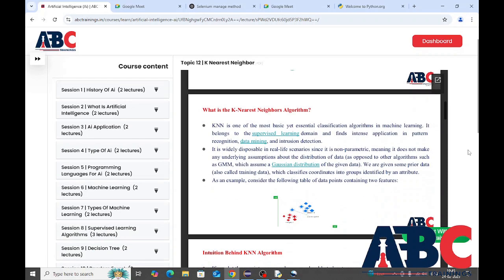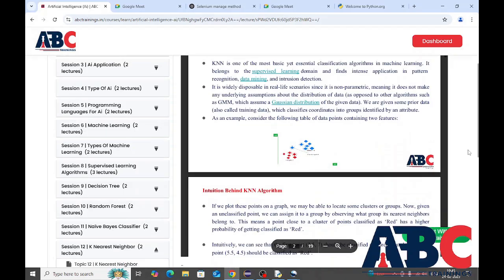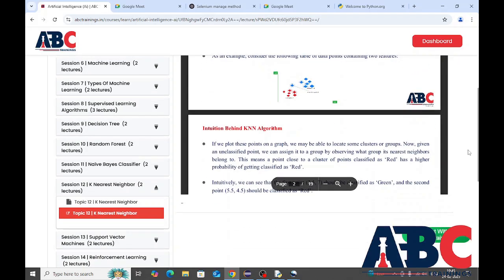It is widely applicable in real life scenarios since it is non-parametric, meaning it does not make any underlying assumptions about the distribution of data, as opposed to other algorithms such as GMM, which assume a Gaussian distribution of the given data. We are given some prior data, also called training data, which classifies coordinates into groups identified by an attribute. As an example, consider the following table of points containing two features.